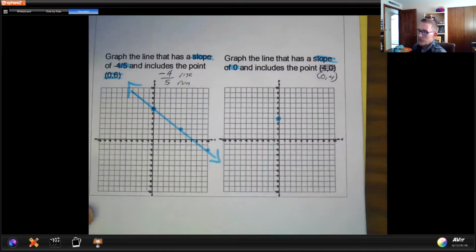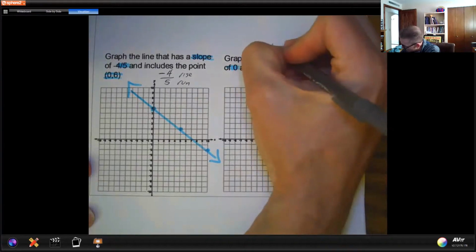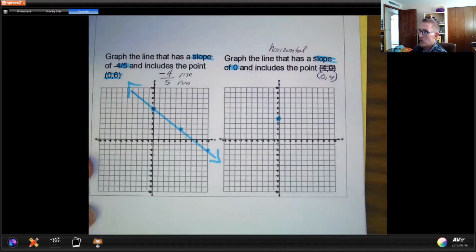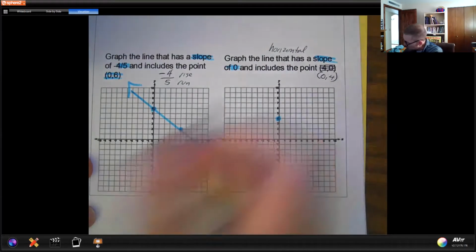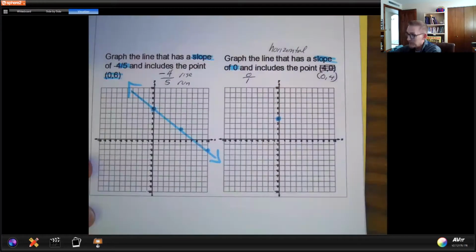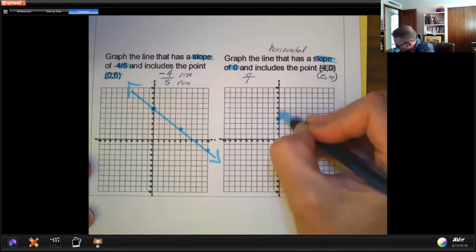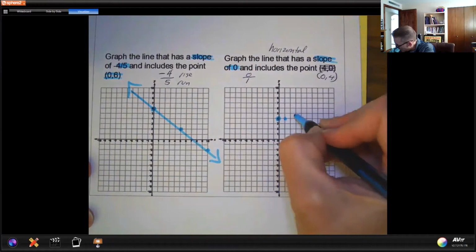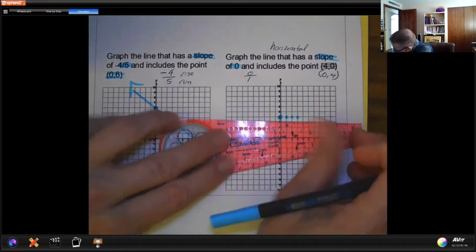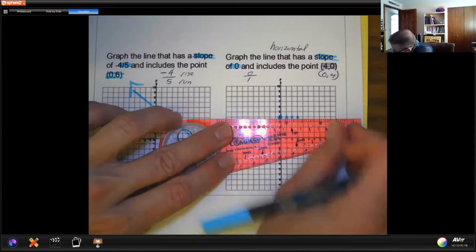And now a slope of 0. Well, if you recall, a slope of 0 was going to be a horizontal line. And that's because my 0 over 1 means rise nothing, run 1. Rise nothing, run 1. So you'll see that as I plot all those points, it's just going to create a flat horizontal line for us.